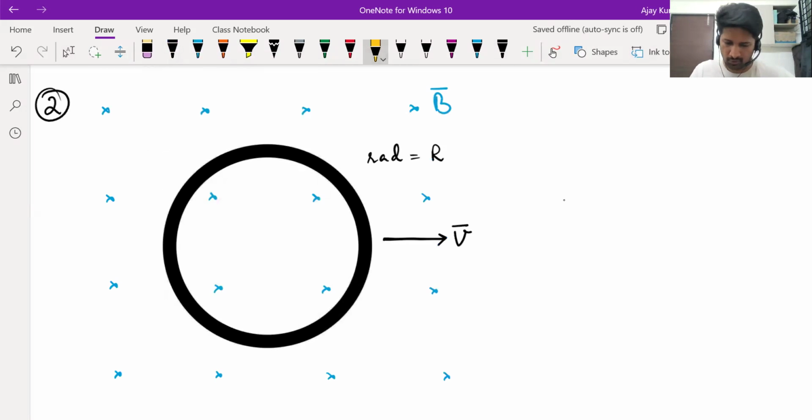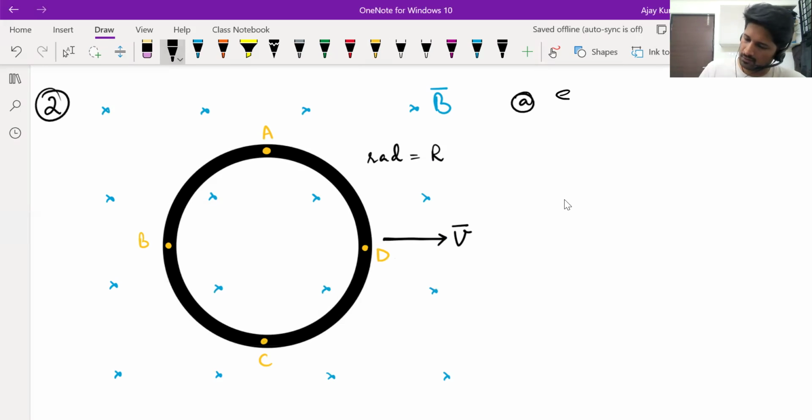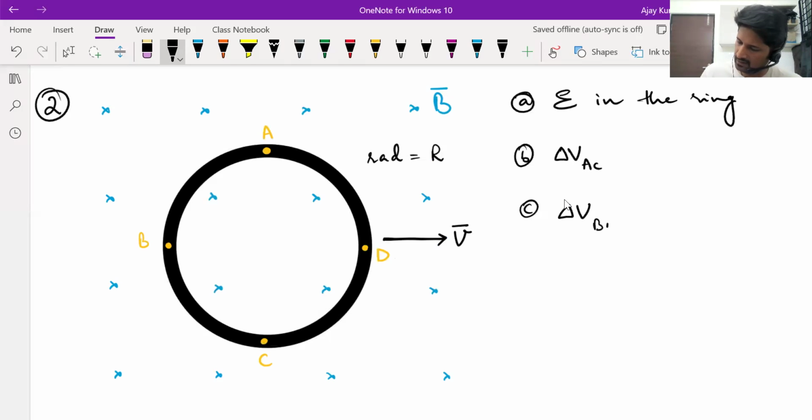I'll mark 4 points on this ring. So what is the EMF induced in the ring as a whole? Next, the potential difference between A and C. Next, the potential difference between B and D. Next, the potential difference between A and D. Try this, all of you.